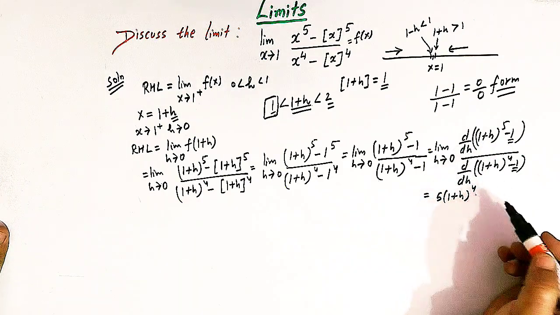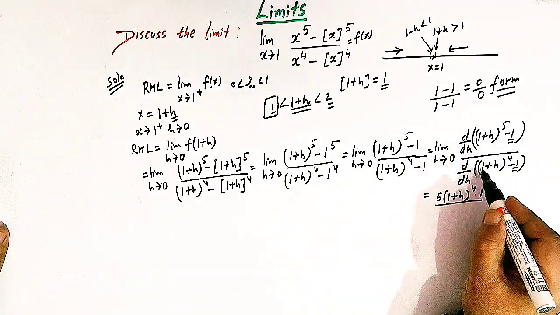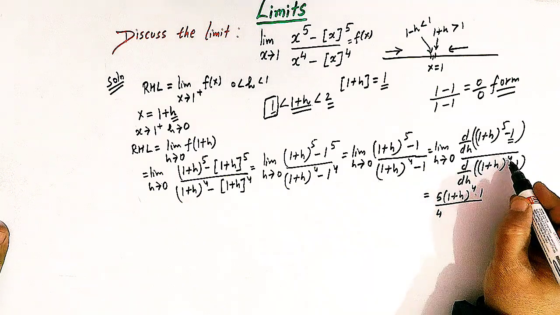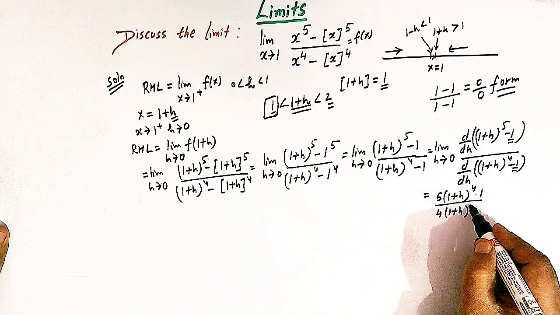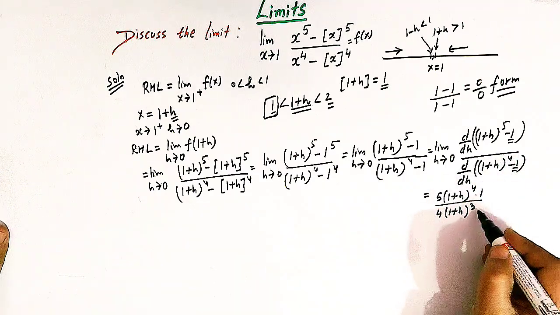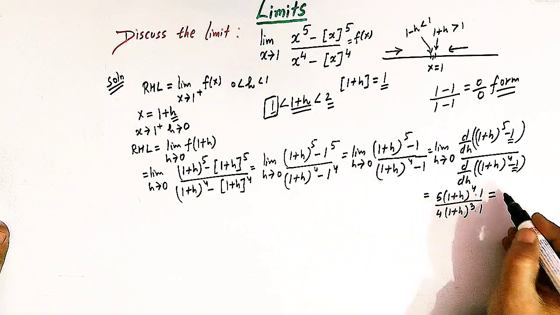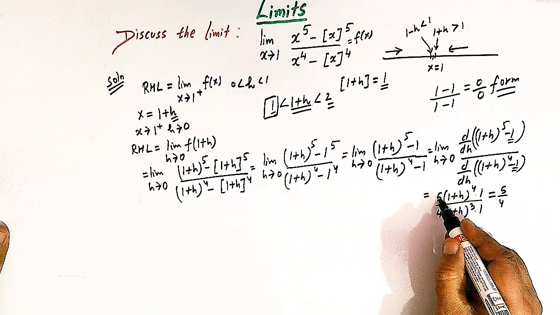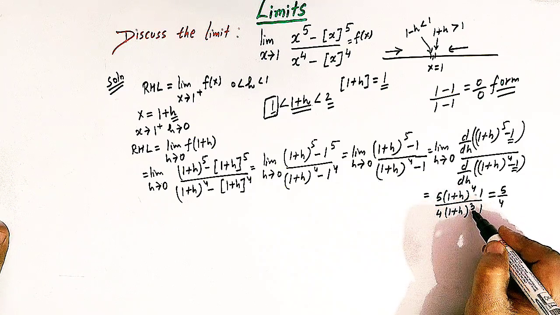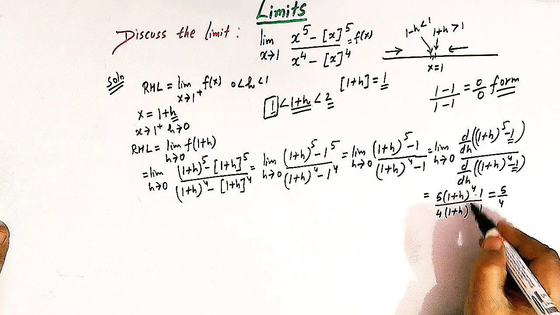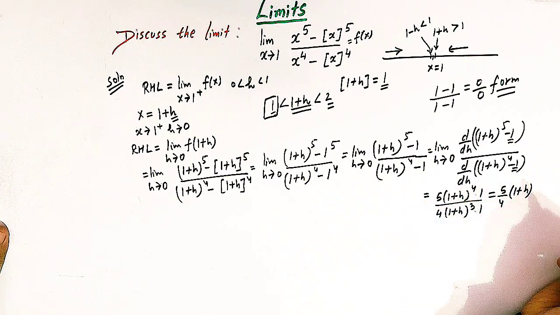And by chain rule, the derivative of 1 plus h is simply 1. And here in the denominator we have 4, the derivative of (1 plus h) raised to 4 is 4 times (1 plus h), and here we have 3, 4 minus 1 is 3, and then the derivative of 1 plus h by chain rule is 1, right? So we have 5 over 4, and here we have the fourth power of 1 plus h, here we have the third power of 1 plus h. So cancelling the common powers here, we are left with simply 1 plus h, right?